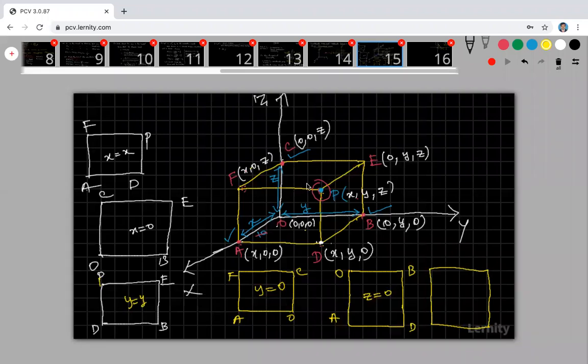Sorry, this one, the top one. So that is CFPE, the top one, Kanna. This is my Z equal to Z alone. That means you look at the coordinates. Here also is Z, here also is Z, here also is Z, here also is Z. But look at the other coordinates, the x coordinate and y coordinate are changing.